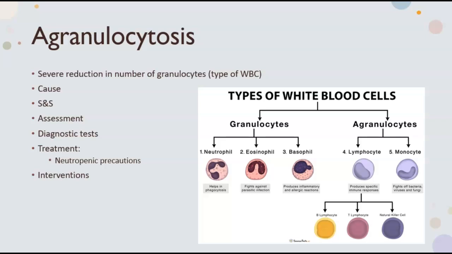Next is agranulocytosis. So if we look over here at this chart, we have different types of white blood cells, and earlier I said they split to granulocytes and agranulocytes. So agranulocytosis is going to be a severe reduction in the number of granulocytes, which are a type of white blood cell. So the white blood cell count is going to be extremely low, which is known as leukopenia, and the neutrophil count will be low, which a neutrophil is a type of granulocyte.